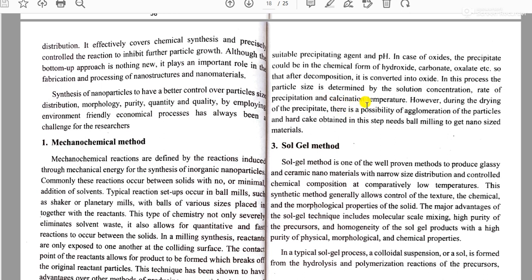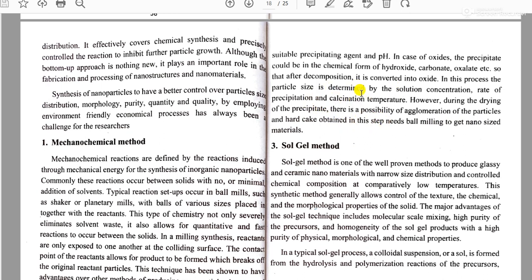Then again, the calcination temperature is also important. For different types of nanomaterials, the calcination temperature is very significant because it can cause phase changes in the nanomaterials. And then however, during the drying of the precipitate, there is a possibility of agglomeration of the particles, and the hard cake obtained in this step needs ball milling to get nano-sized materials.